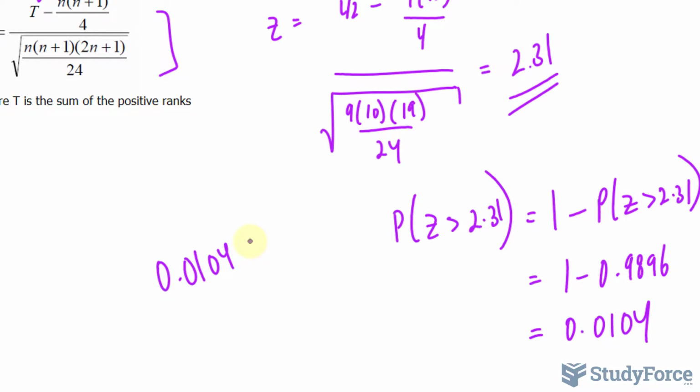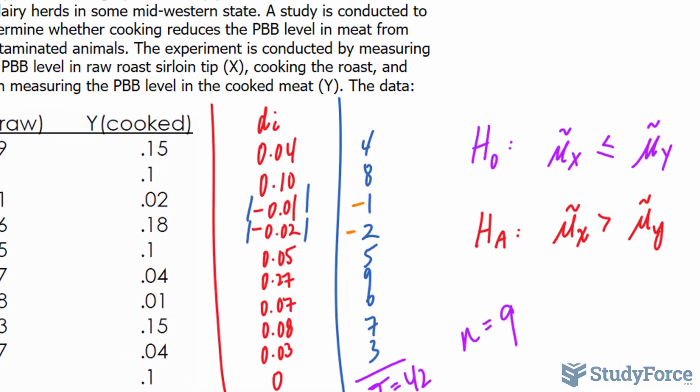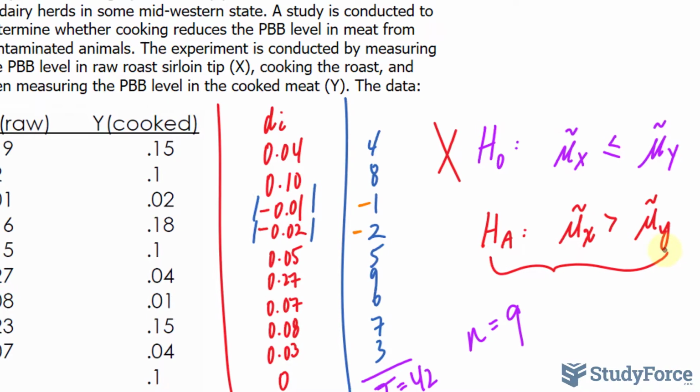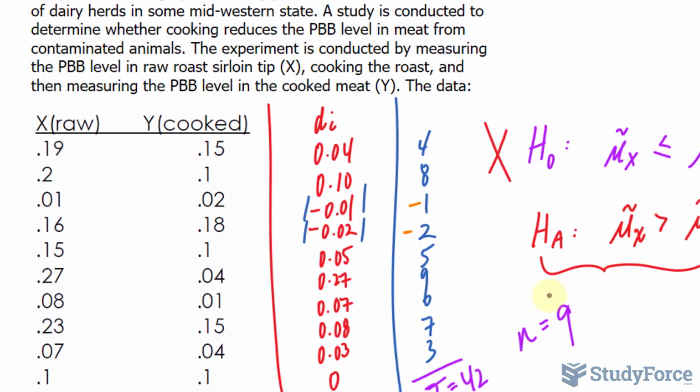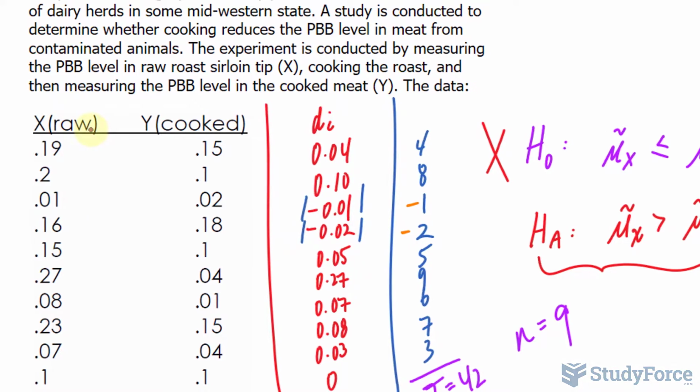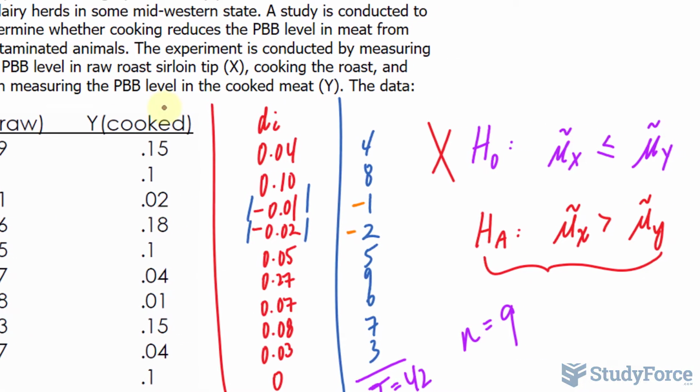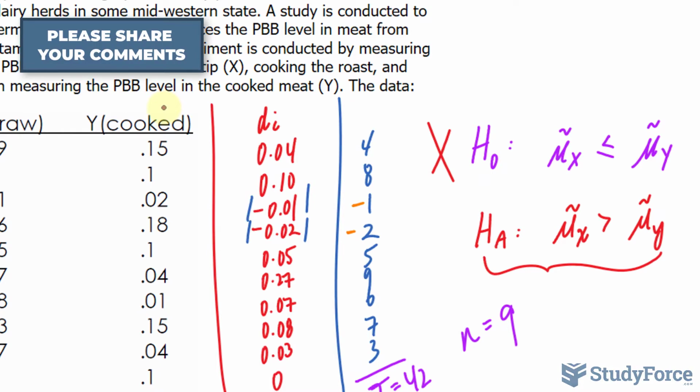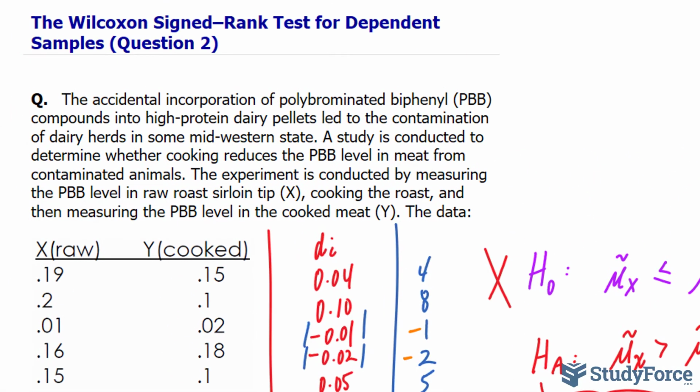This value is less than 0.05. And because of that, we have to reject the null hypothesis. If we reject the null hypothesis, that means we have sufficient evidence to conclude otherwise. We have sufficient evidence to say that the median of the raw meat is greater than the median of the cooked meat. So cooking it actually reduces the levels of PBB. There you have it. Another example on the Wilcoxon signed rank test for dependent samples.